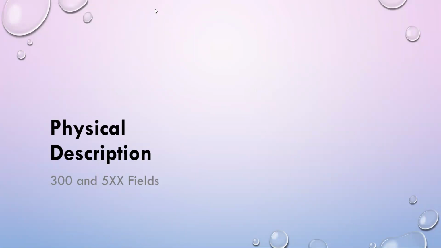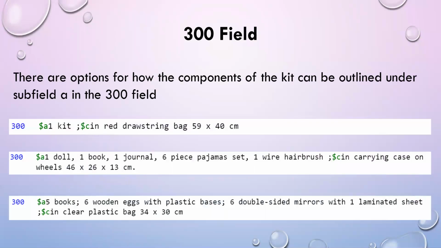Okay, so according to AACR2, there are two possible ways to describe the physical elements of a kit. These are reflected in the 300 and 500 fields and may vary based on the materials within the kit that you are cataloging. Kits often have many notes within their catalog records. The 300 field, or physical description field, is where you will include the extent of the item and its dimensions.